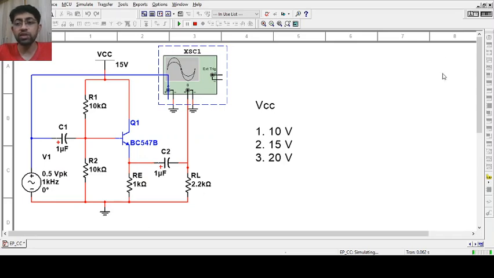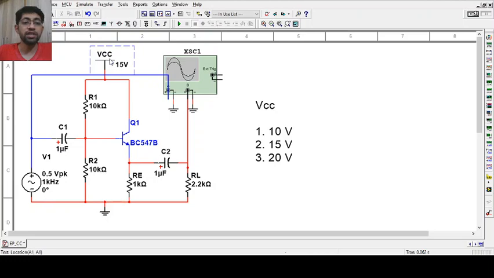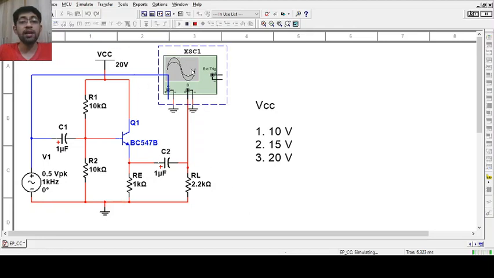Let us move to the next and last one, which is VCC equal to 20 volt. So let me change it to 20 volt. Yes, 20 volt, and rerun it. And let us move to the oscilloscope.